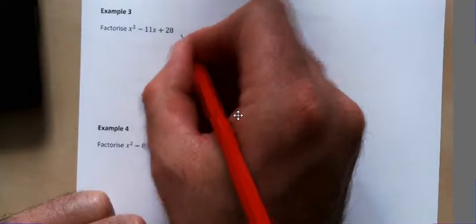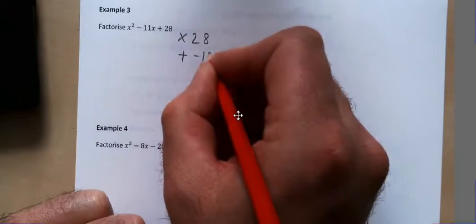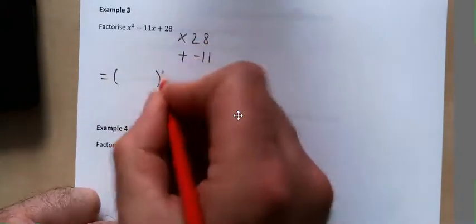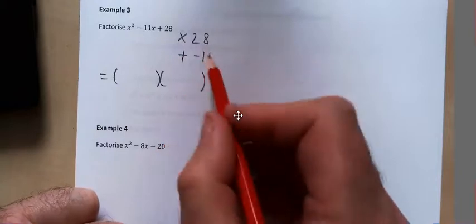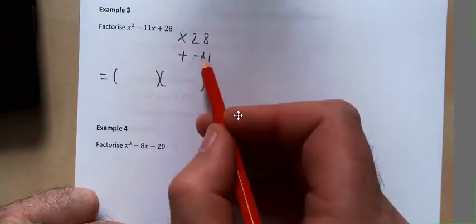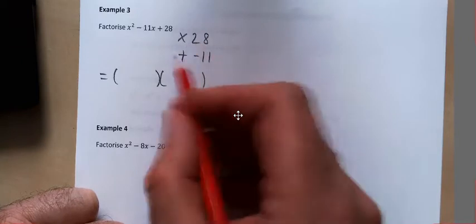Example 3. We're looking for two numbers that multiply to give us 28 and the same two numbers add to give us minus 11. Now if you think about this sensibly for a while, you will realize that the two numbers have to both be negatives, because if they add to give a negative and multiply to give a positive, it can't be one of each. They would multiply to give a negative, so it has to be both negatives.